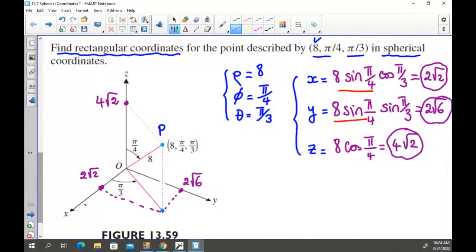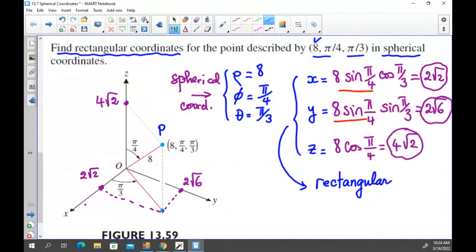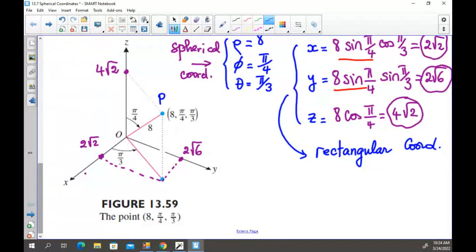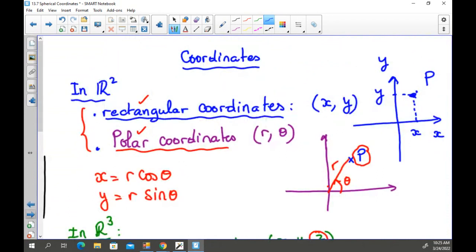So here are the spherical coordinates, and these are the rectangular coordinates. Notice then what you have in the spherical coordinates. You have a rho and two angles. First, the angle with the positive z-axis, and then the angle with the positive x-axis. These are called the spherical coordinates. Okay, so let's move on a little bit.